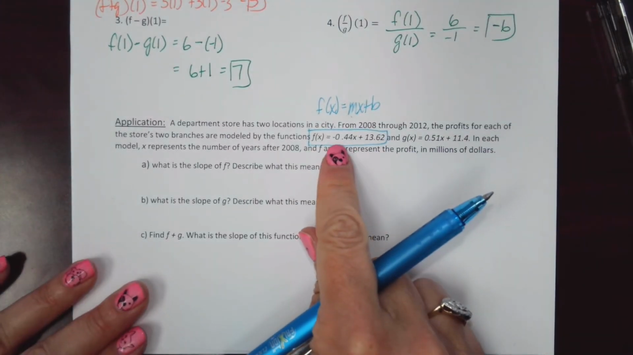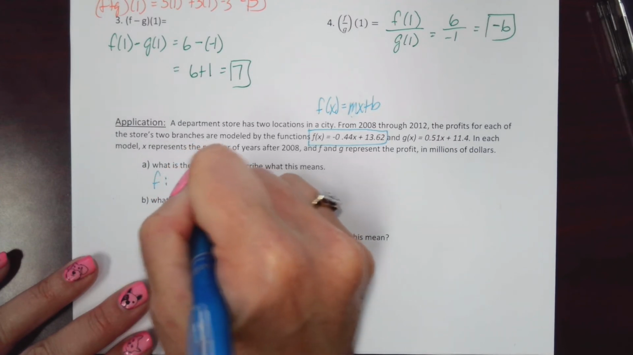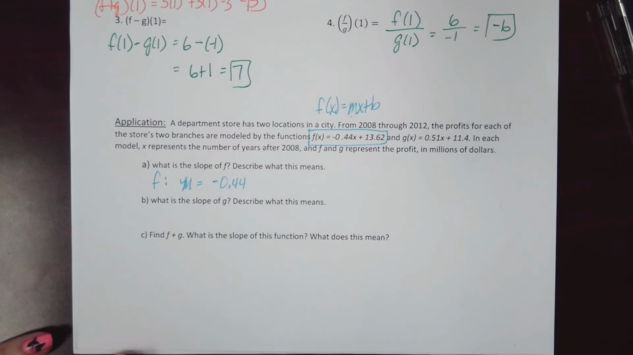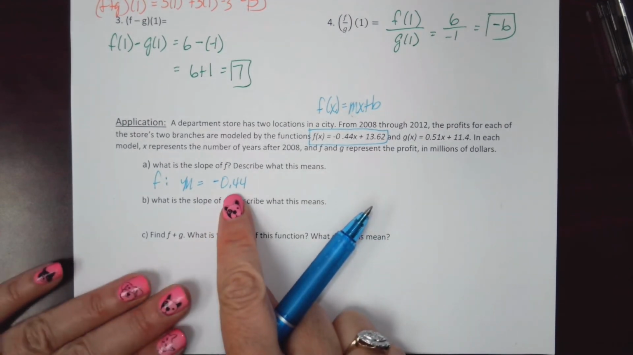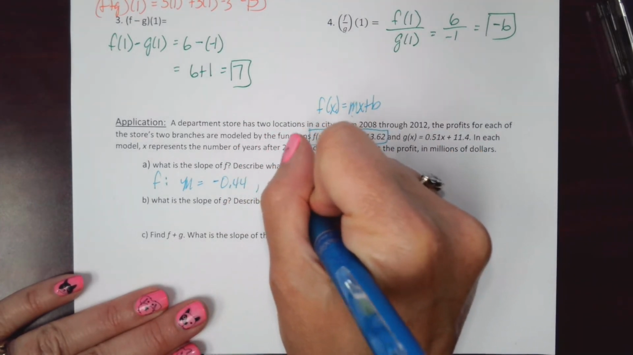So this is my slope. For function f, my slope is a negative 0.44. What does that mean for the profits? Well, if my profits are moving in a negative direction, that means my profits are decreasing.